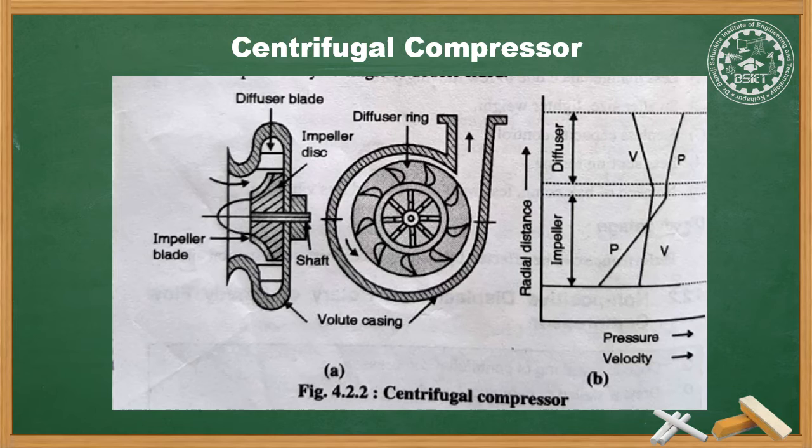The diffuser, which is stationary, consists of a number of fixed diverging passages. The air leaves the impeller tip with high velocity and enters the diffuser. The diffuser reduces the high velocity, thus by the diffusion process, or deceleration of air in the diffuser, kinetic energy is converted into pressure energy. The flow from the diffuser is collected into a spiral passage from which it is discharged from the compressor.